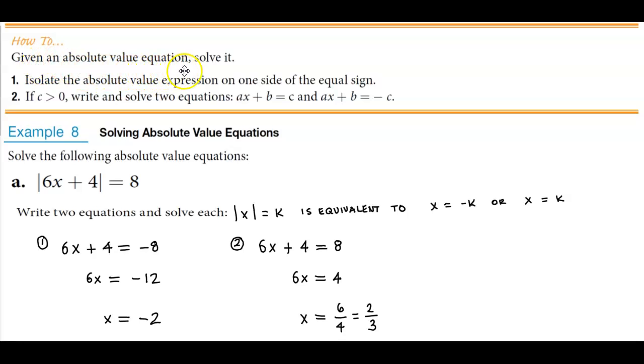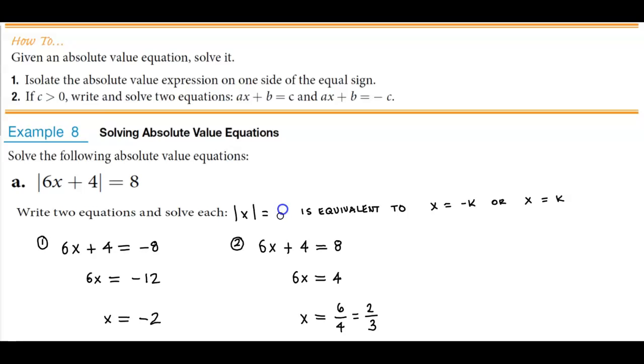Given an absolute value equation to solve it, number one, we're going to isolate the absolute value expression on one side of the equal sign. Number two, if c is greater than 0, we're going to write and solve two equations: ax plus b is equal to c, and ax plus b is equal to negative c.